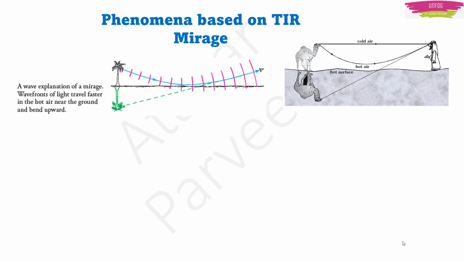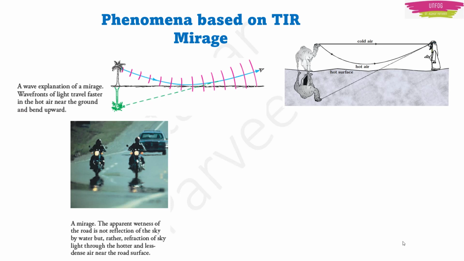Now one important phenomenon which is based on total internal reflection is the mirage. Here I have shown you the figure of how you see this mirage. Mirage means, in the desert area or even on the road while we are going, when it is a very hot day, you see some optical illusions. You see that on the road there is some water. From far you are finding some water on the road, but when you go nearby, there is no water. The water has disappeared. It was just an optical illusion. You felt that there is water, but it is not there. This is known as mirage.